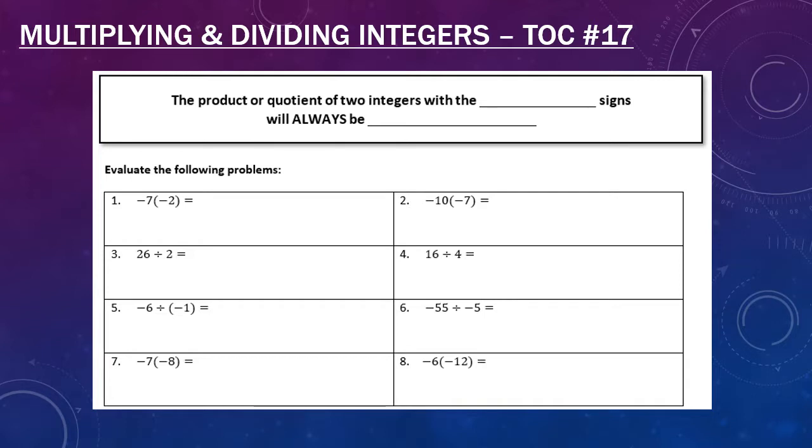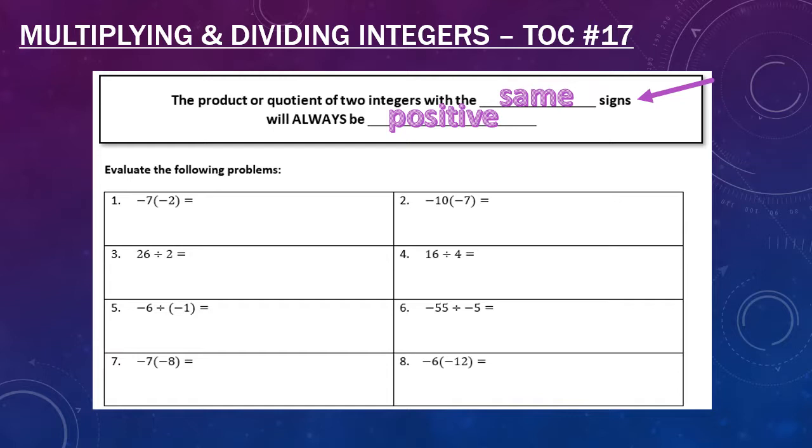All right, let's dive into those notes. There's a couple things I need you to fix because apparently your math teachers can't English. The product or quotient of two integers with the same signs, I want you to add an S on the end of sign, will always be positive. So let me say that again. The product or quotient, meaning the answer to a multiplication or division problem with two integers that have the same signs, will always be positive.